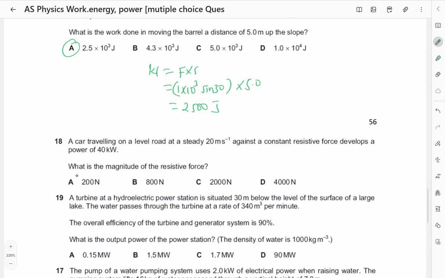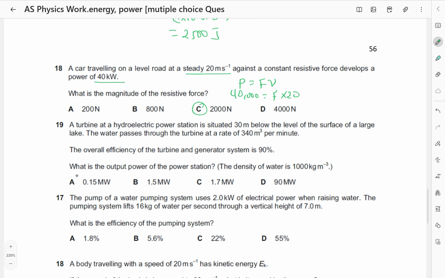A car traveling on a level road at a steady 20 meters per second against a constant resistive force develops a power of 40 kilowatts. What's the magnitude of the resistive force? So power is force times velocity. We have 40,000 equal to the resistive force times 20. So we just divide: 40,000 divided by 20 is 2,000. So the answer is C.